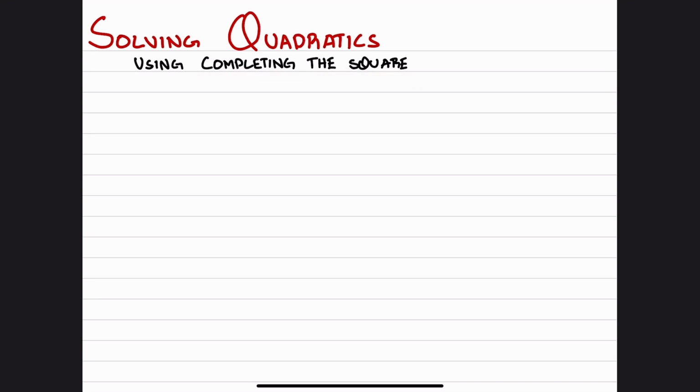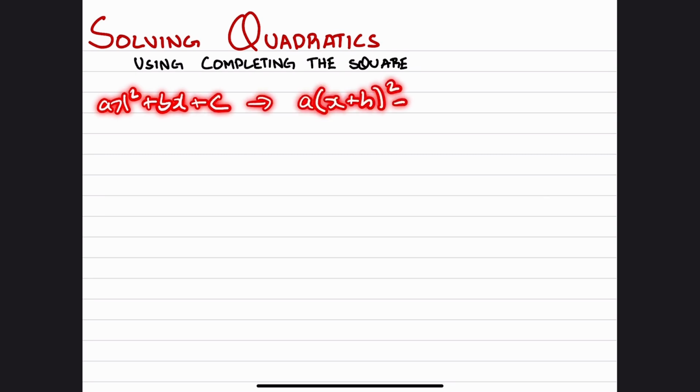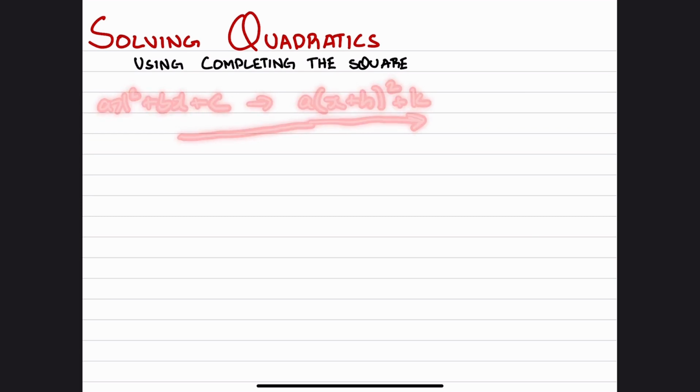Now I've covered the completing the square method in a previous video on factorization, but just as a brief overview, what it means to complete the square is going from the general form of a quadratic to this form. When you go from the left hand side to the right hand side, you have completed the square. So let's do some examples.